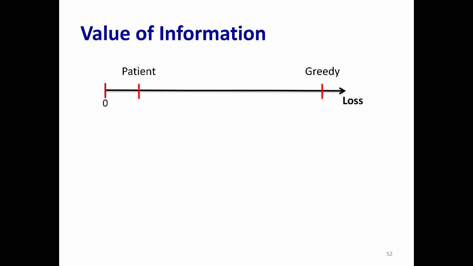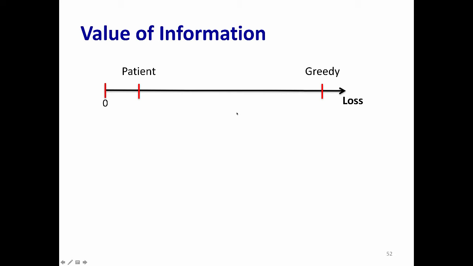Welcome back. Now I'm going to talk about the value of information. And in order to set the framework, recall that this is what we have already proved, that if I look at the loss, which is a fraction of agents who leave the market unmatched, the minimum loss is 0 and the maximum loss is 1.